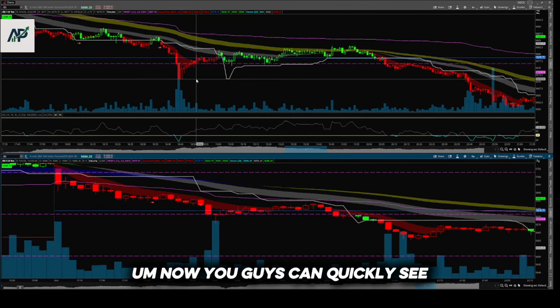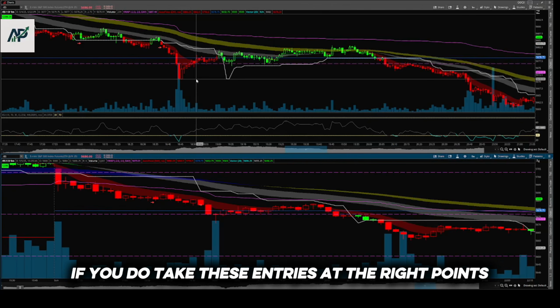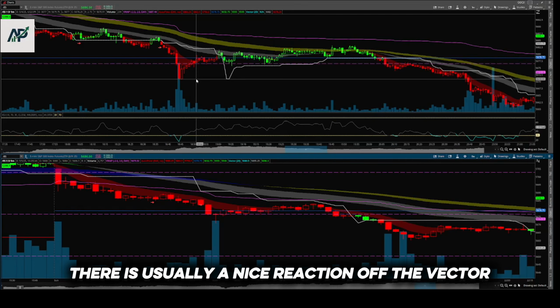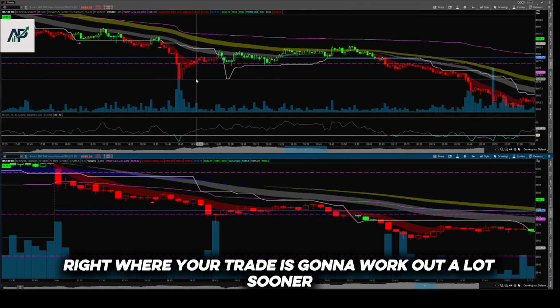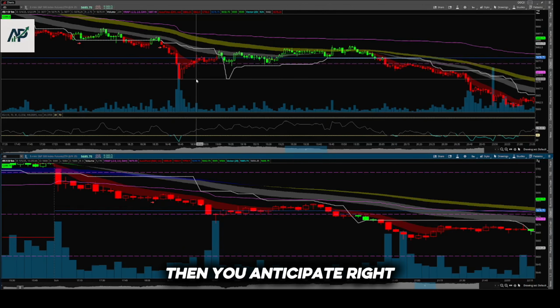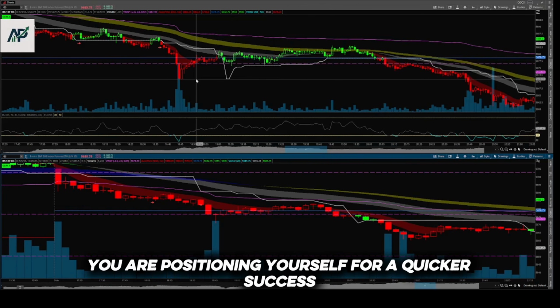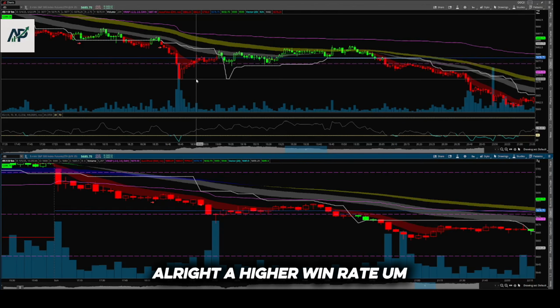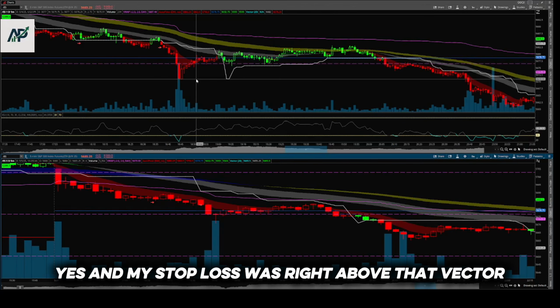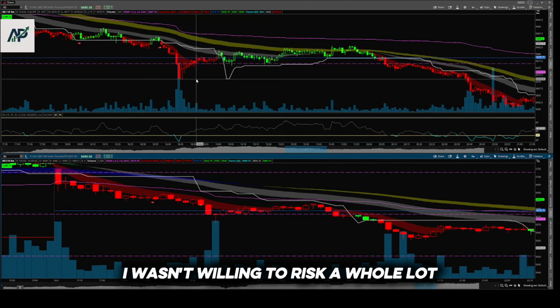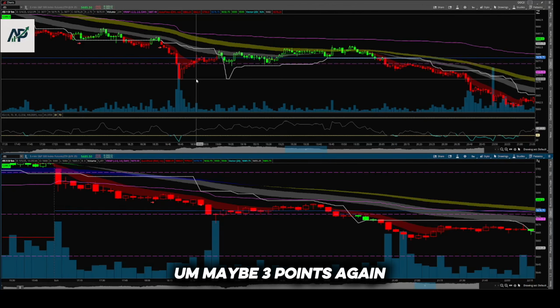Now, you guys can quickly see, if you do take these entries at the right points, there is usually a nice reaction off the vector, right? Where your trade is going to work out a lot sooner than you anticipate. While not guaranteed, you are positioning yourself for quicker success, a higher win rate. Did I have a stop loss in place? Yes. My stop loss was right above that vector. I wasn't willing to risk a whole lot, maybe 3 points again, whatever that was.